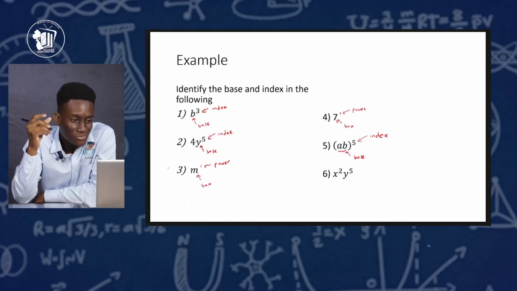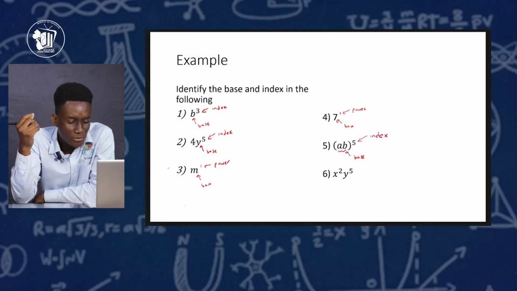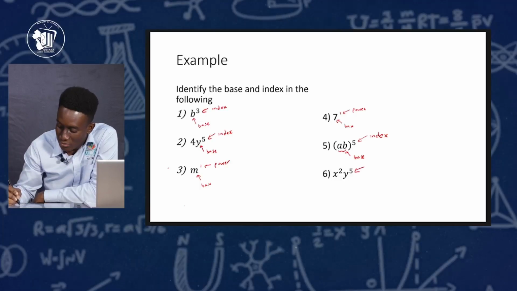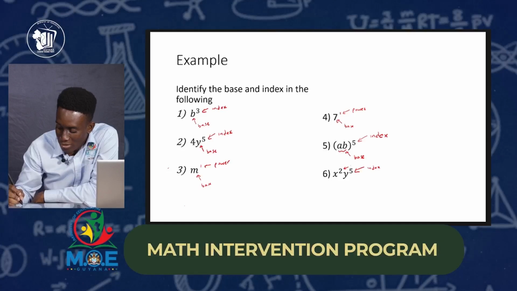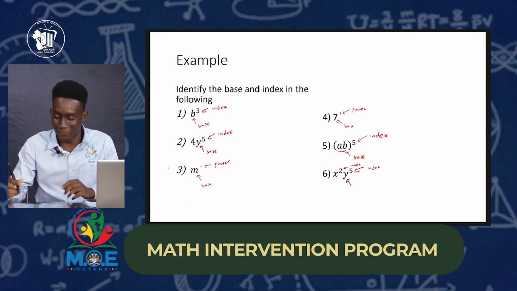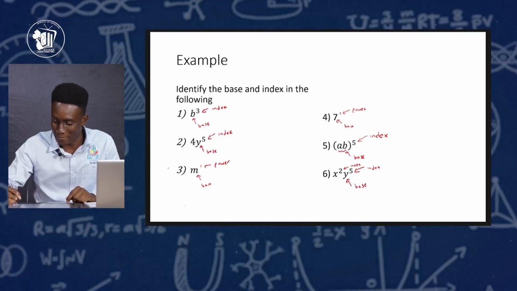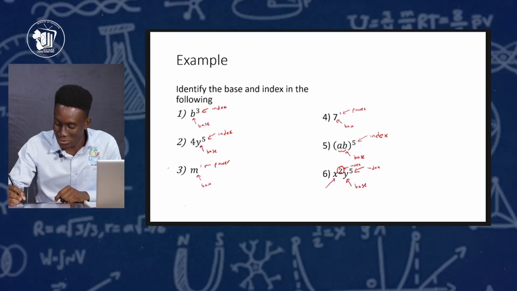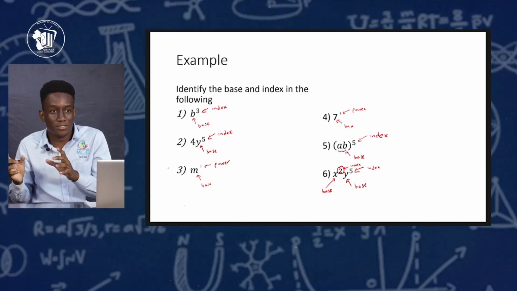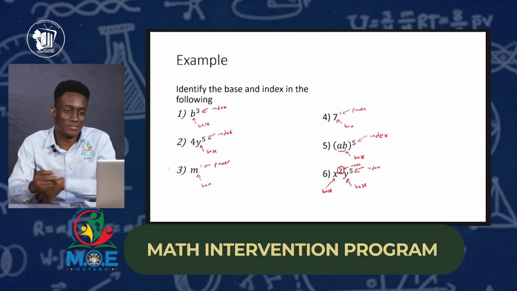And the last one, x raised to the second power, y raised to the fifth power. In this case, we have two sets of indices. The first one would be 5, the index or power on y, and 2 would be another index. So the base for the index 5 would be y, and the base for the index 2 would be x, because remember, the base is whatever is being raised to the power. So each index will have a base.